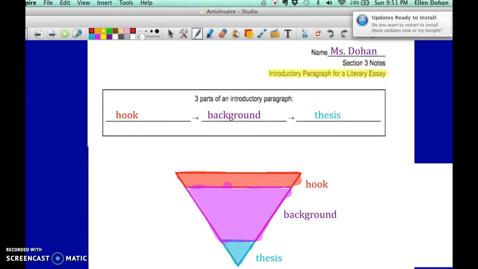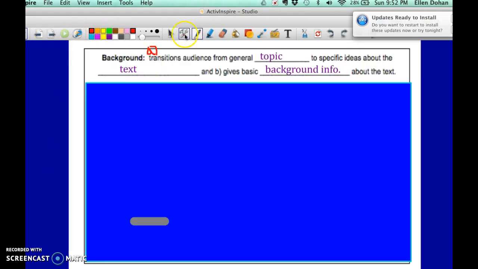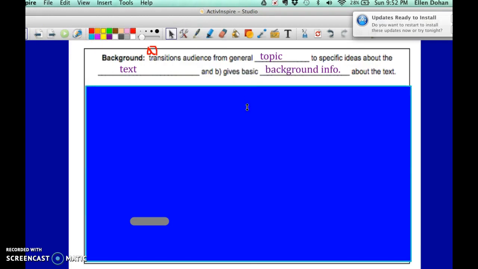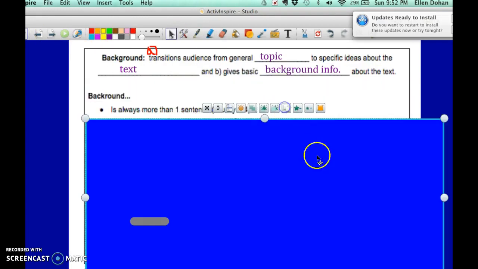Again, to go way, way back to our visual, the background is the biggest part. So here's where we've got to bridge from the hook all the way to the thesis, and we're going to give some background information about the actual text itself. So we've got some explaining to do, as Ricky would say to Lucy. I hope that some of you know that reference. So our background has a couple parts to it.